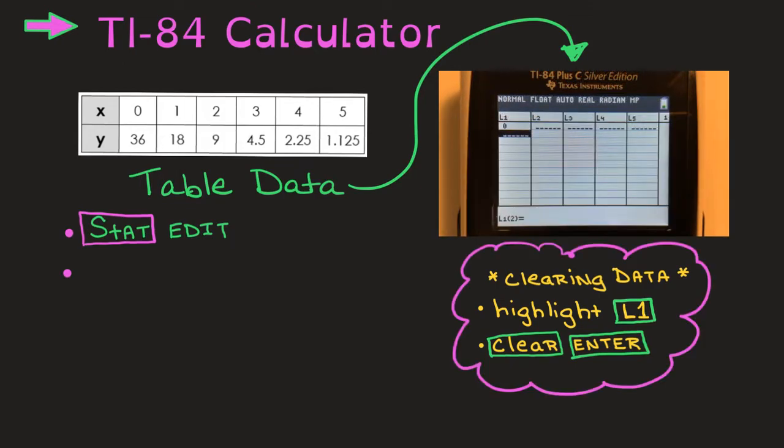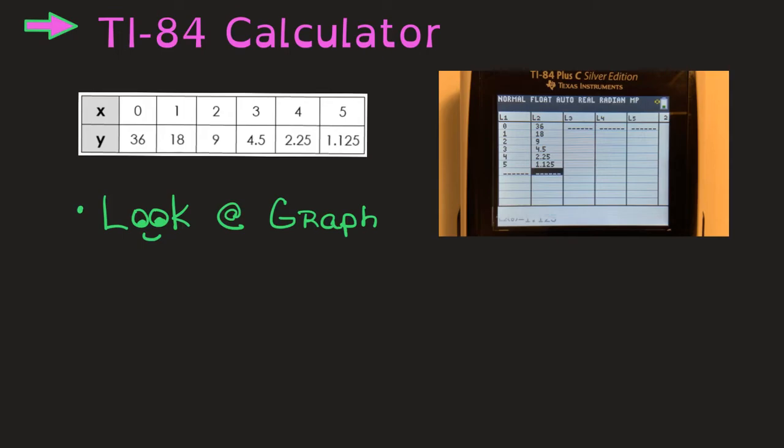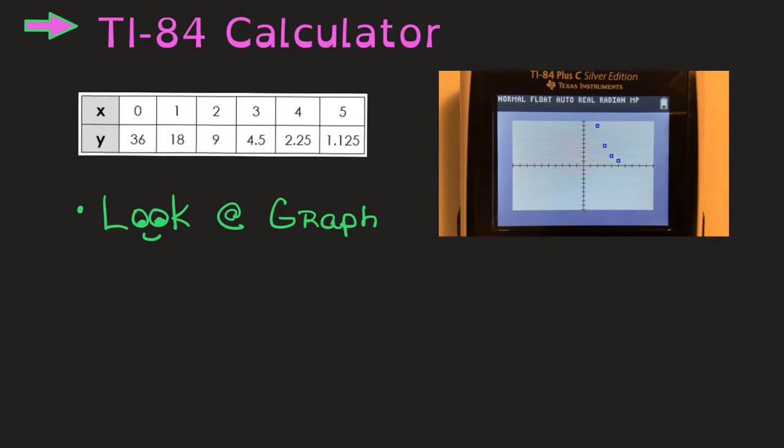This will make the data disappear out of that column without deleting it. So let's go ahead and start entering our data. X's go in the L1, Y's go in the L2 column. Now that we've entered our data, let's take a look and see what our graph looks like with these new points plotted. As you can see here, I'm only seeing 4 data points, and notice how many we have. We actually have 6 points that we should see on the graph.